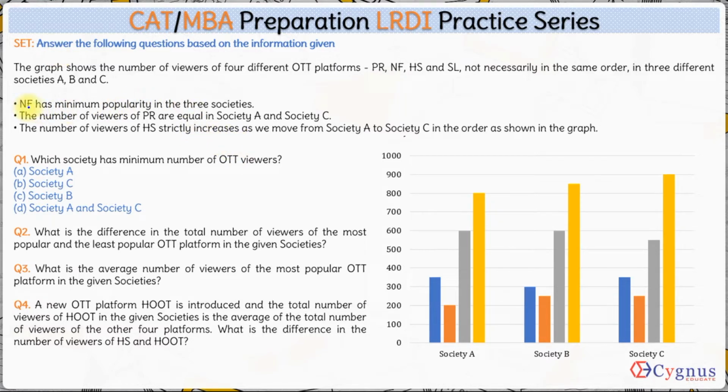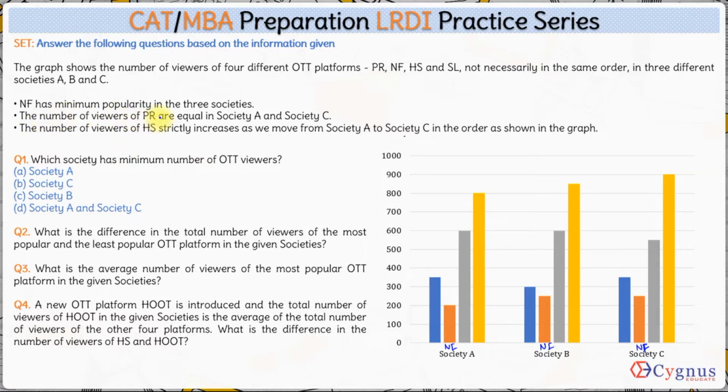First point here says NF has minimum popularity in the 3 societies. So if you look at all the 3 societies, the minimum viewership is for the orange bar graph, right? Hence this orange bar graph is representing NF, the OTT platform NF. Okay, we have figured out one platform out of 4. Let's look at the other points.